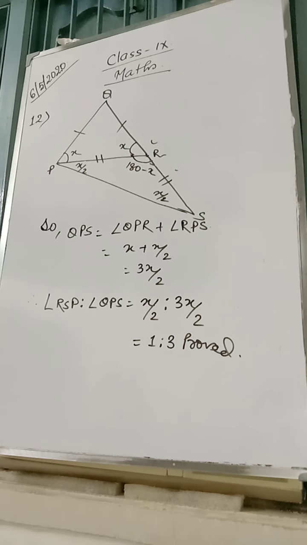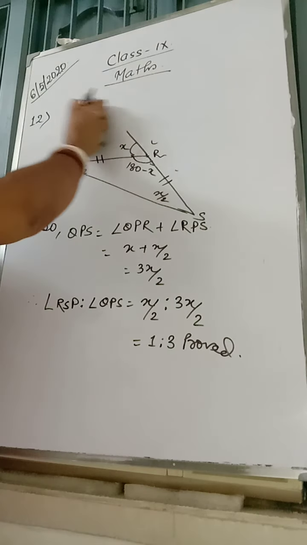Question number 13 done. Look at question number 14. Equal sides QP and RP of an isosceles triangle PQR are produced beyond P to S and T, such that triangle PST is an isosceles triangle with PS equal to PT. Prove that TQ is equal to SR. It's also very simple, but okay, I'm doing it.